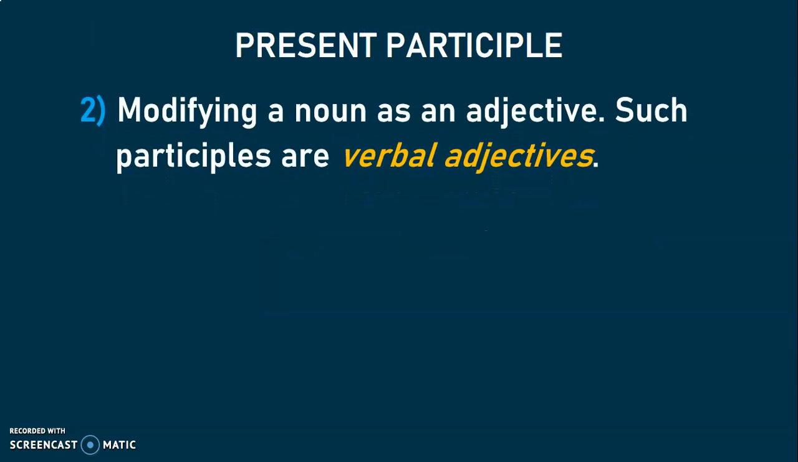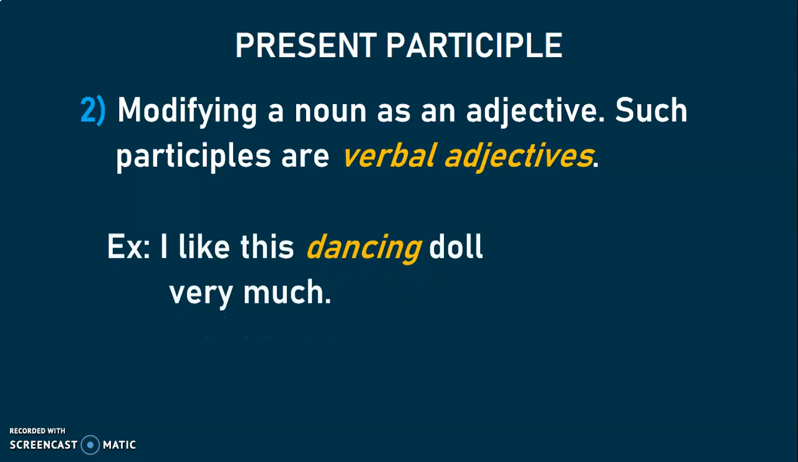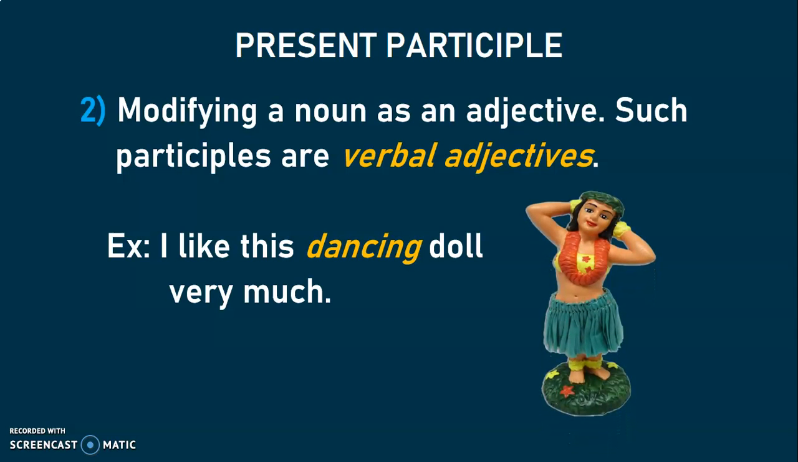Second function is, it is used as an adjective. In this example, dancing is not a verb, it is an adjective. I like this dancing doll very much. Dancing is not a verb, it is an adjective, modifying or qualifying the noun doll.